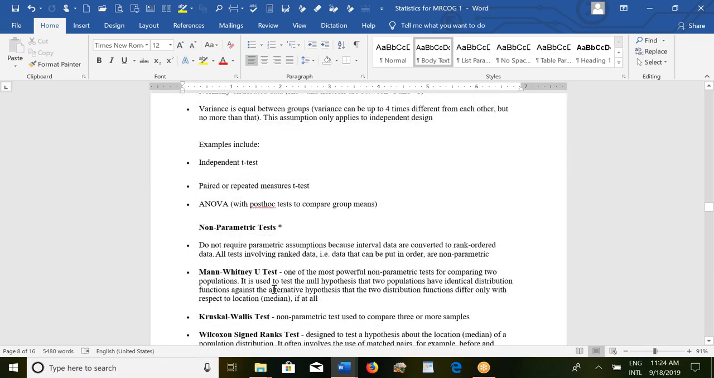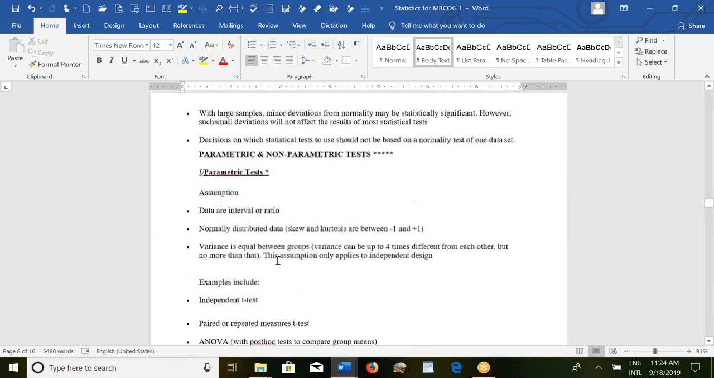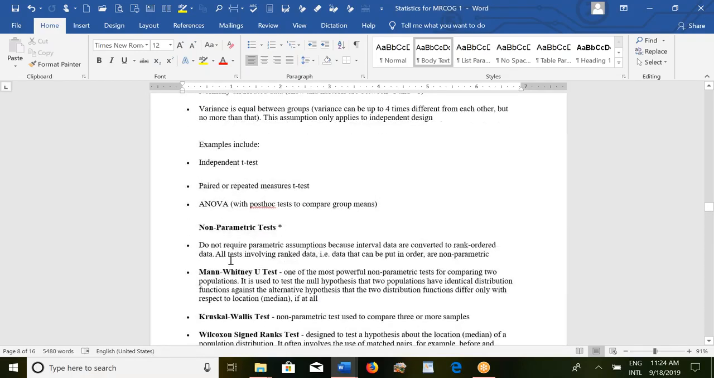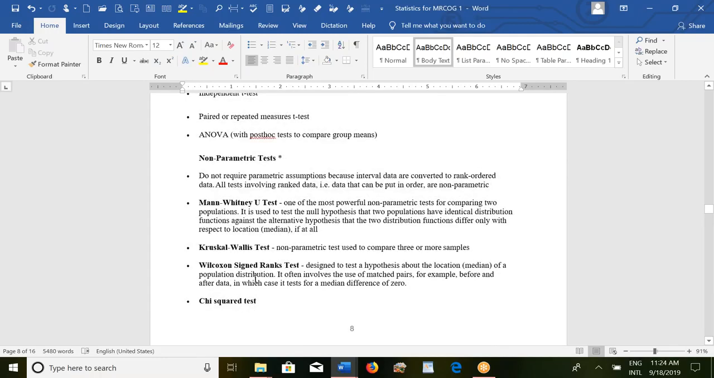Then there are non-parametric tests. You should only know which are the parametric tests and which are non-parametric tests. Non-parametric tests do not require parametric assumptions because interval data are converted to rank ordered data. All tests involving rank data, like data that can be put in order, are non-parametric. So we can do different tests, like the Mann-Whitney U test.